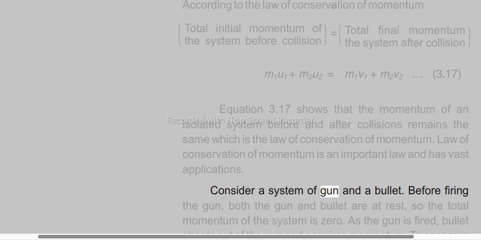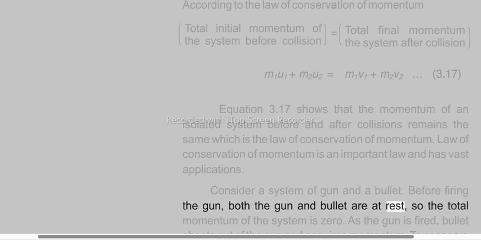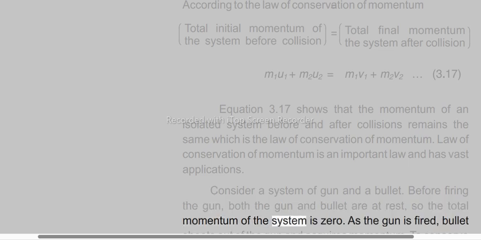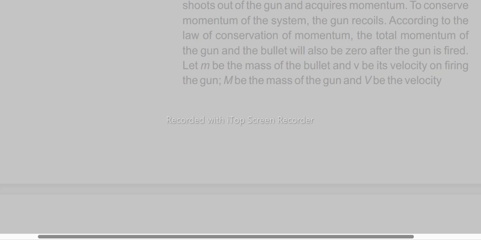Consider a system of a gun and a bullet. Before firing the gun, both the gun and bullet are at rest, so the total momentum of the system is zero. As the gun is fired, the bullet shoots out of the gun and acquires momentum. To conserve momentum of the system, the gun recoils. According to the law of conservation of momentum, the total momentum of the gun and the bullet will also be zero after the gun is fired.